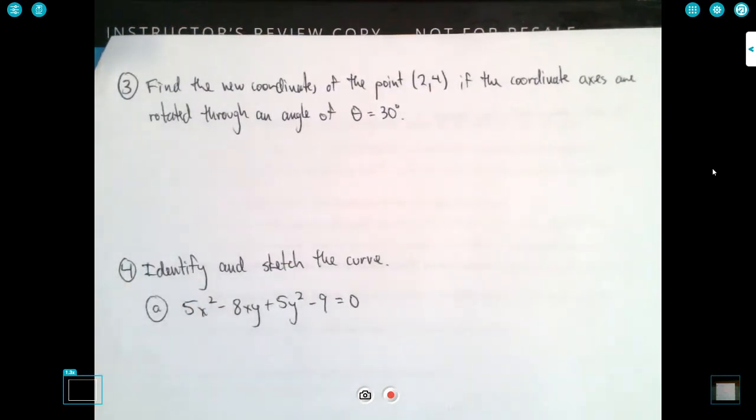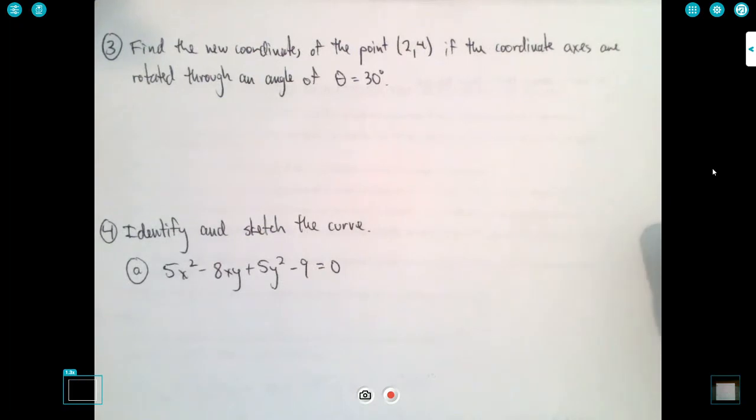For some reason, my printer didn't print page 3, so I had to write these ones out by hand, but that's okay. So number 3 says, find the new coordinates of the point 2, 4 if the coordinate axes are rotated through an angle of theta equals 30 degrees.